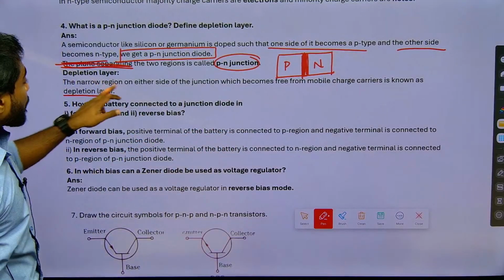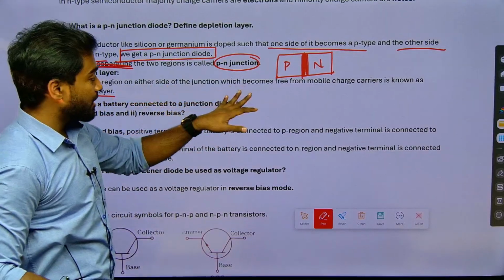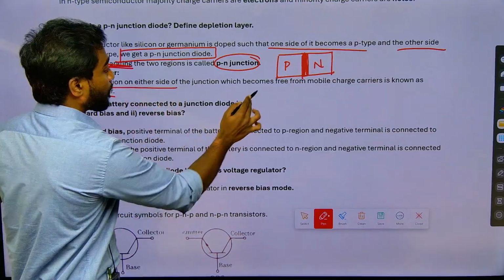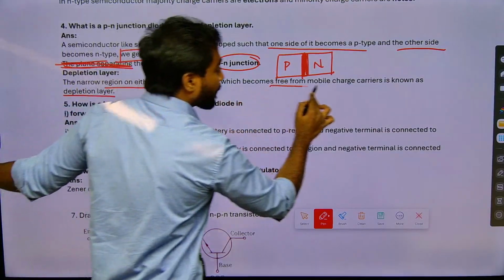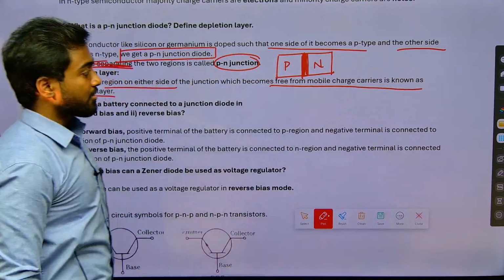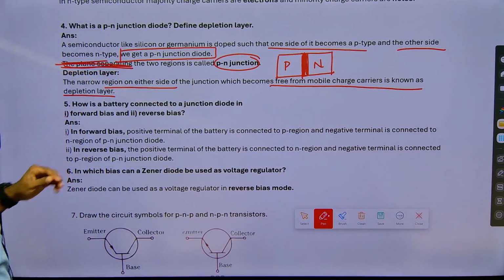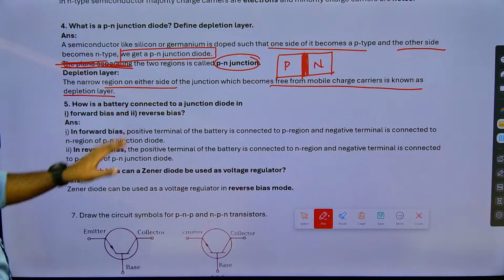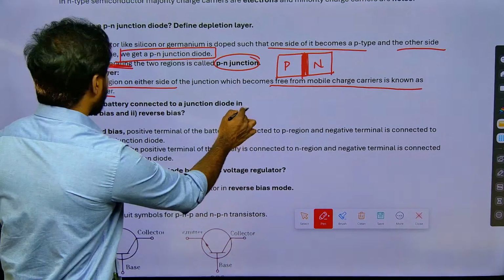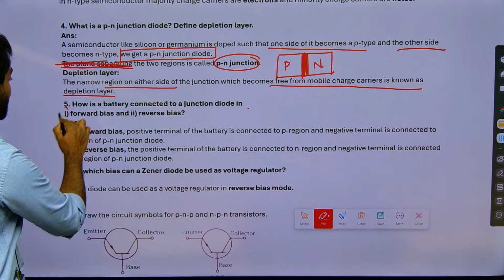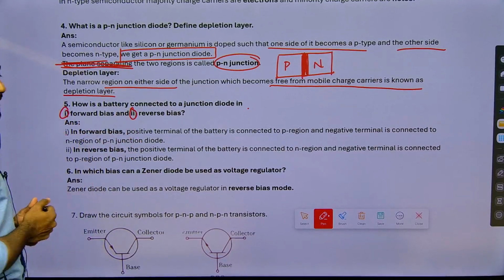A narrow region on either side of a PN junction that becomes free from mobile charges is known as the depletion layer. Got it? So the next question: how is a battery connected to a junction diode in forward bias is the first question, and reverse bias is the second question.